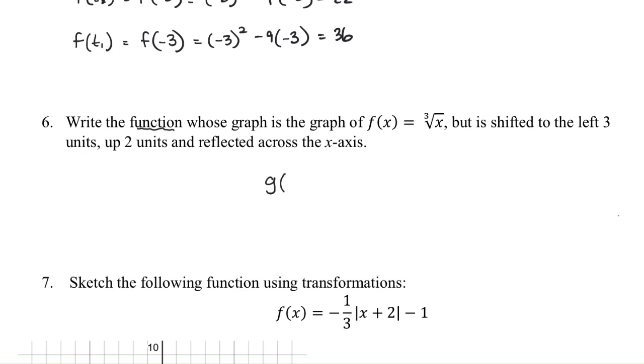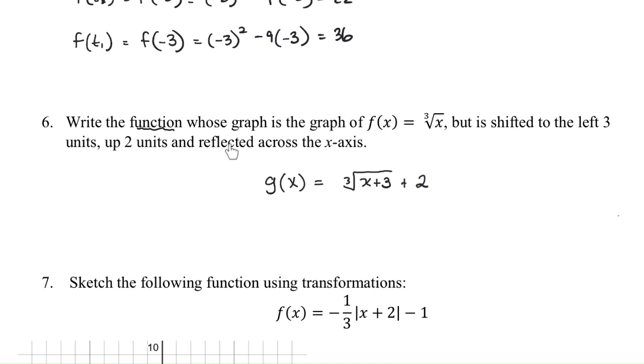I'm going to use a new name, g of x, and we'll start with the shift to the left 3 units. Anything that's moving left to right needs to be inside the function, and remember what we talked about, inside the function is opposite. So if it's moving to the left, I'm going to add 3 inside the function. Now if it's going to move up 2 units, anything that's moving up or down is going to be outside the function, adding or subtracting. If it's moving up, it's adding, so I'm going to add 2 outside the function.